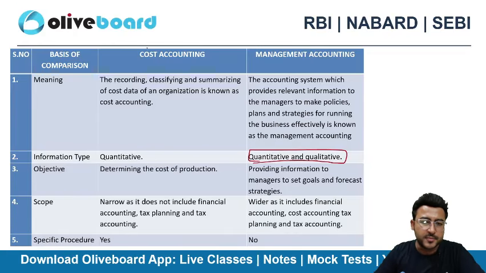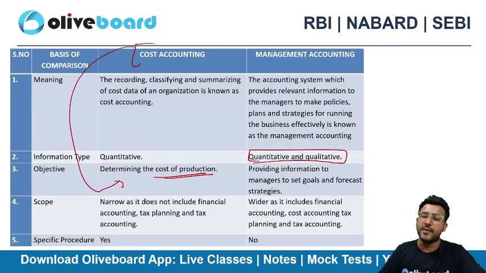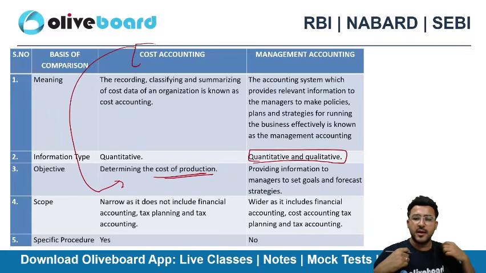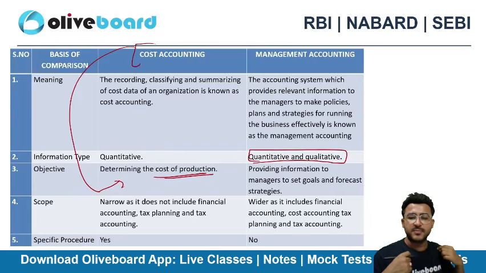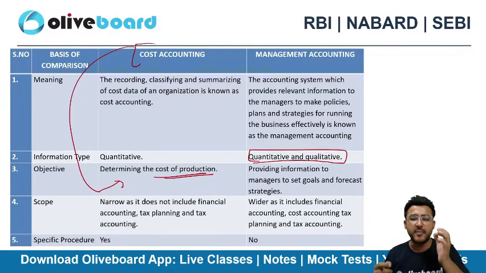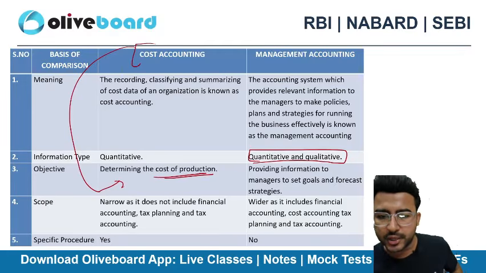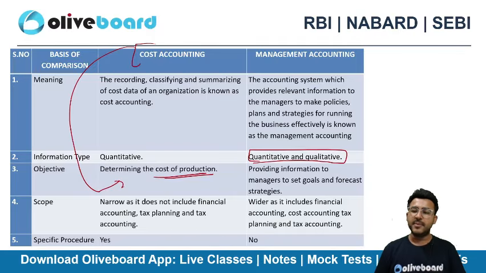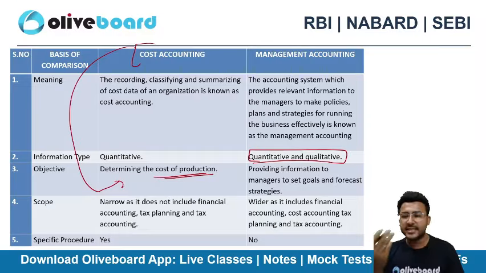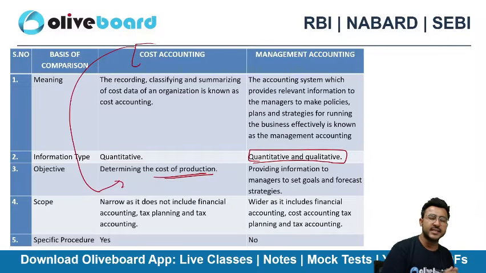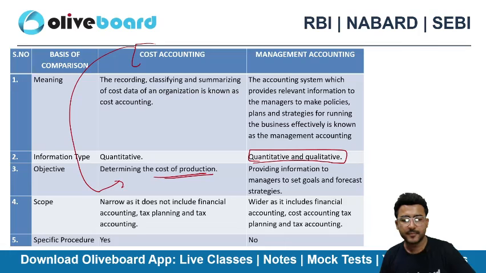Objective. The objective in cost accounting is to determine the cost of production. If I'm a t-shirt manufacturer, how much is the cost of this particular t-shirt? That's my main objective. Whereas in management accounting, the ultimate aim is to provide information to managers so that they can set goals and take strategic decisions. That's the end goal.